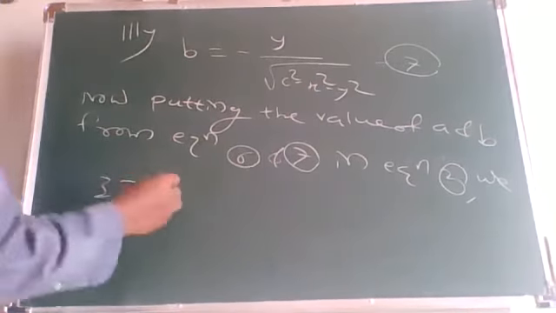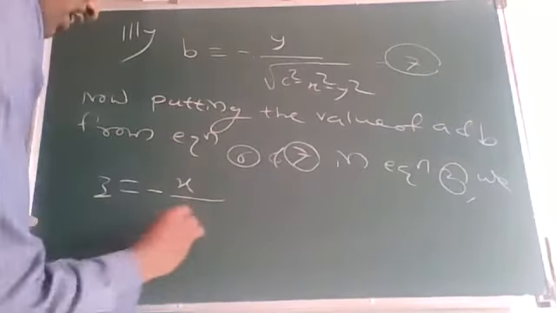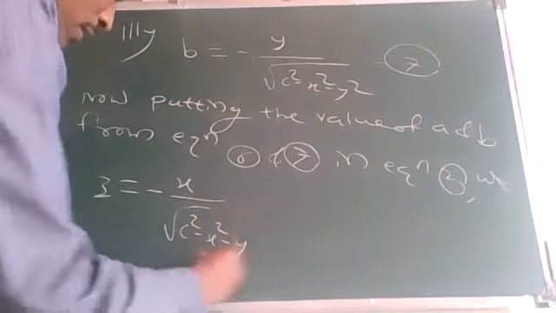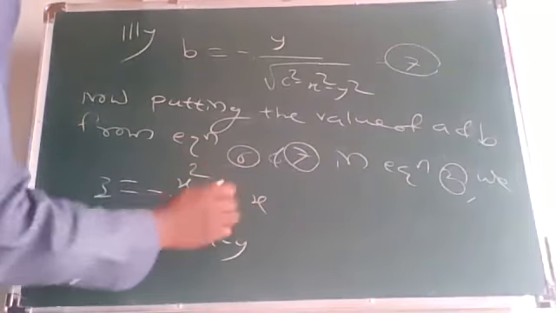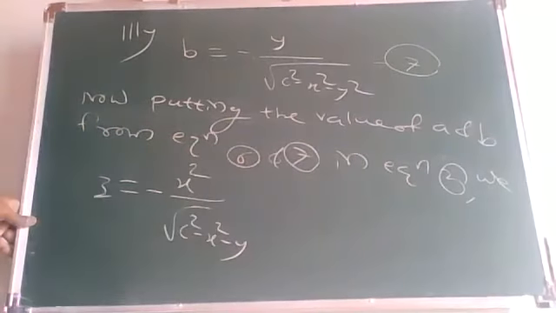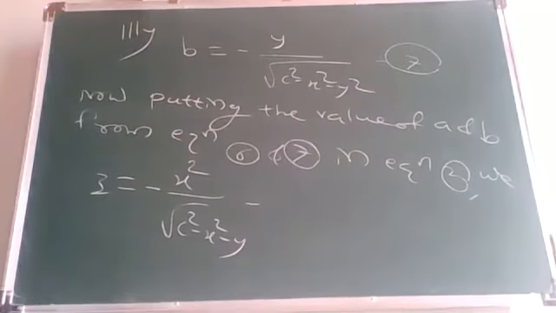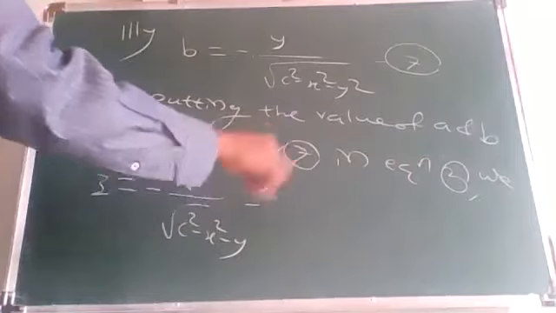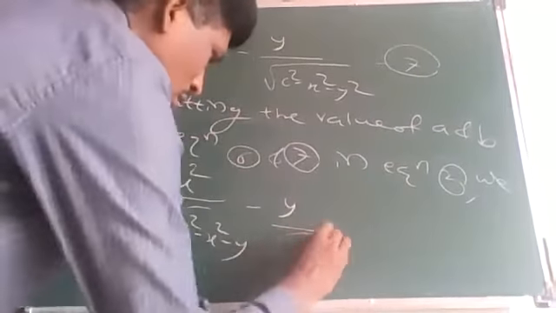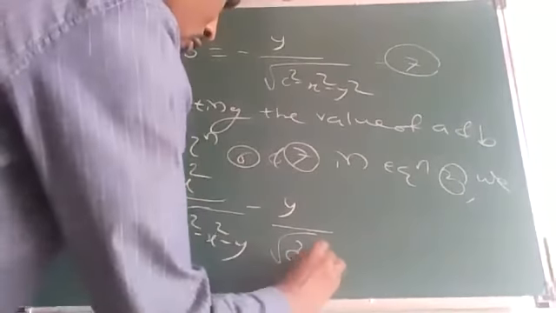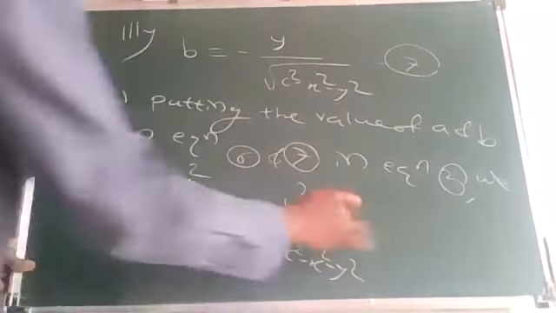z equal to minus a x, where minus a is minus x divided by square root of c square minus x square minus y square into x. Otherwise, put x into x square directly. If not getting, then write this and then add the another term. a x, actually plus b y, and the value of b is minus y divided by square root of c square minus x square minus y square into y. If getting, then directly put y square.